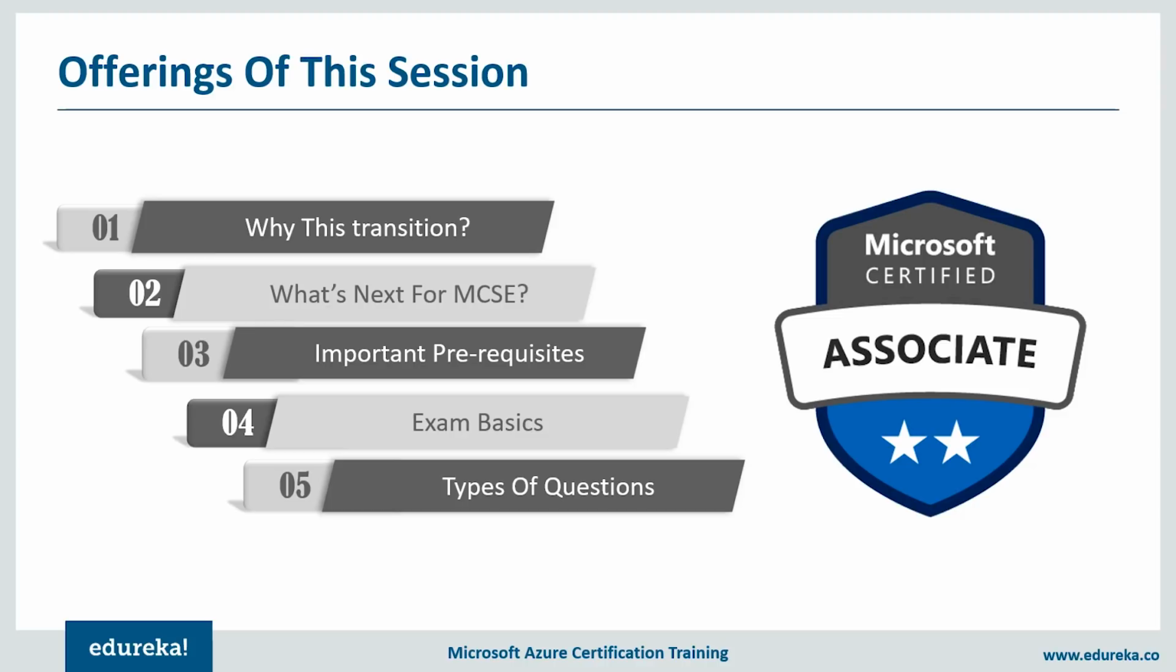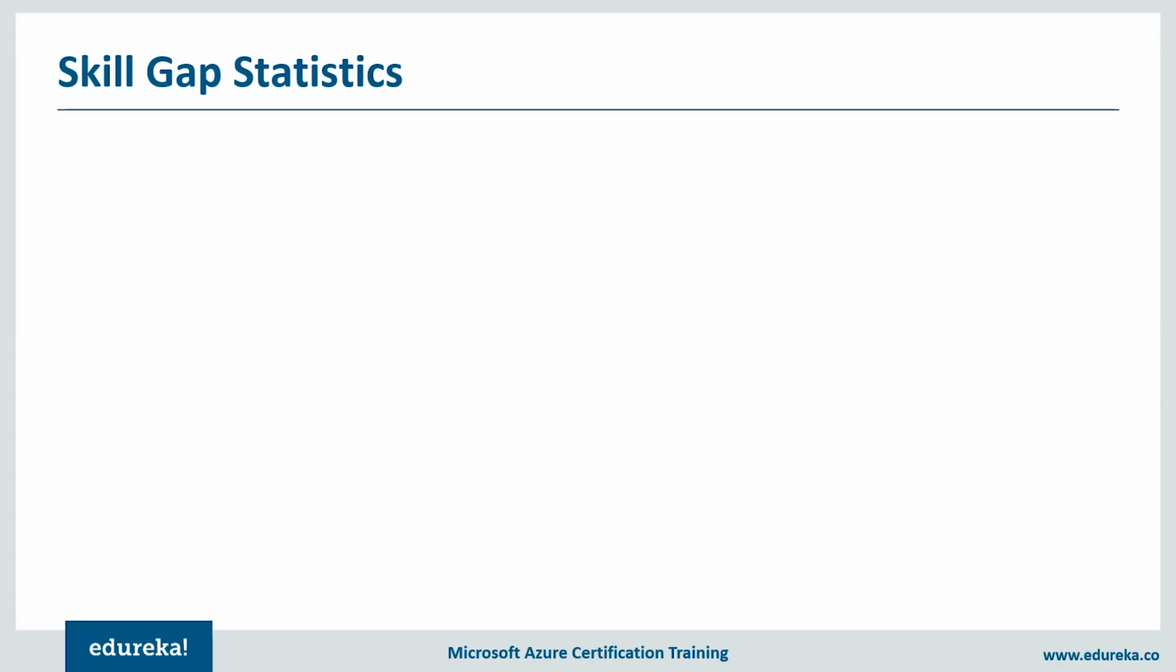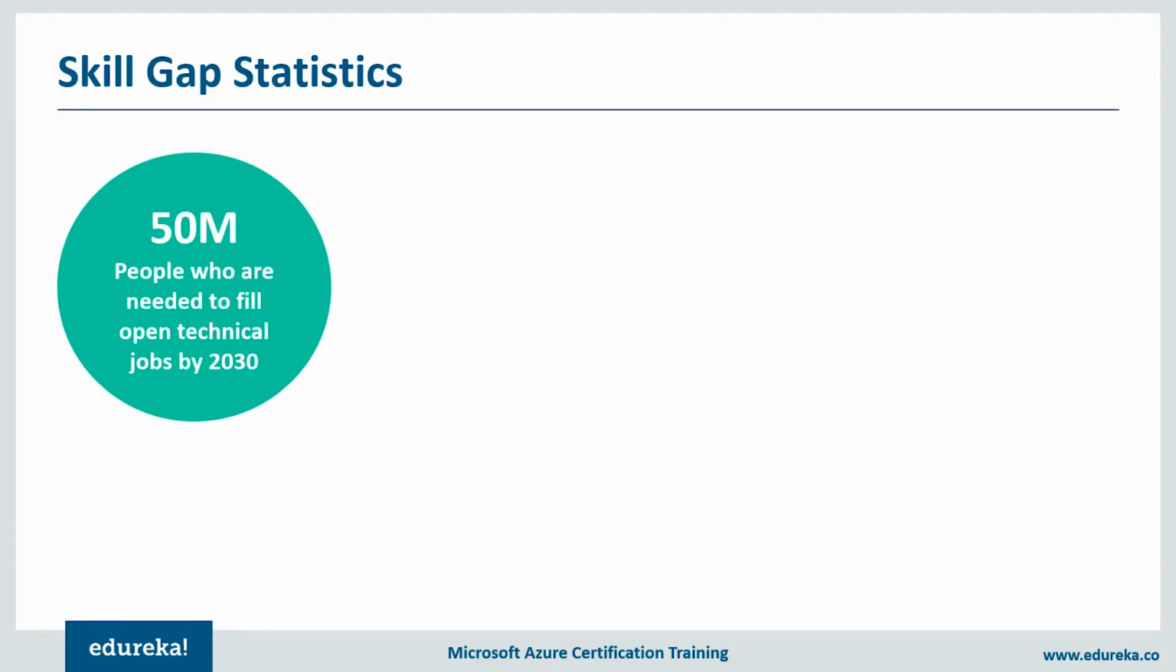So let us just move further and get started with the first topic of discussion, that is, why did this transition take place? Now, to understand this, we first need to take a look at some of the statistics that talk about the current market skill gap when you talk about cloud computing. Well, first and foremost, you need to understand that there are somewhere around 50 million people you can expect to be applying for jobs by the end of 2030. I'm talking about the technical jobs only.